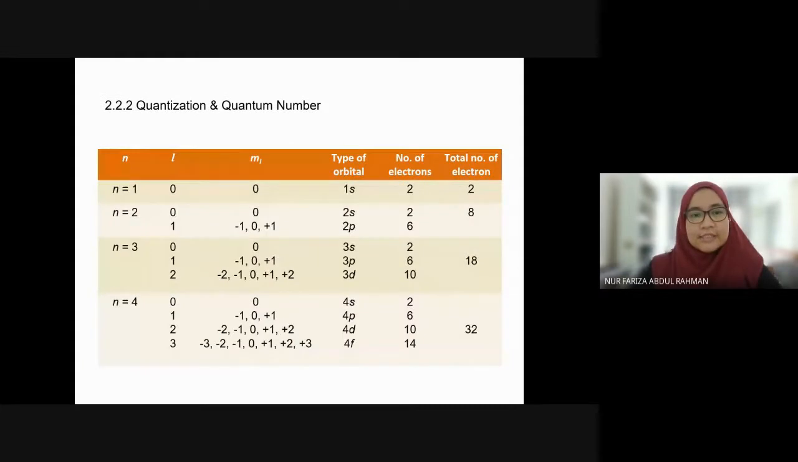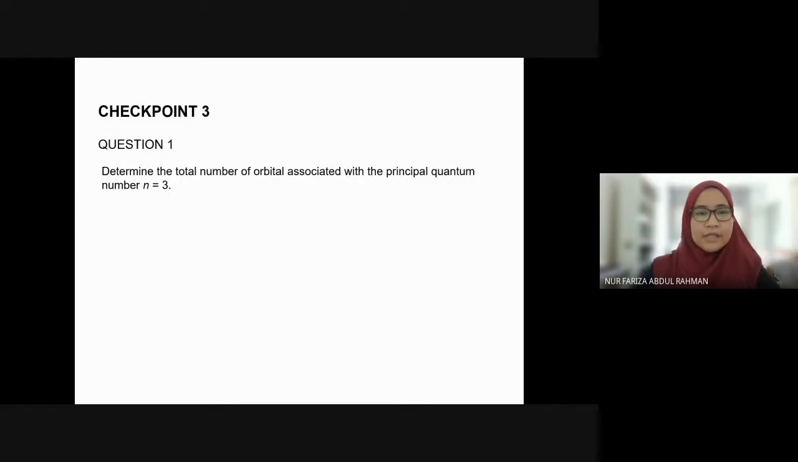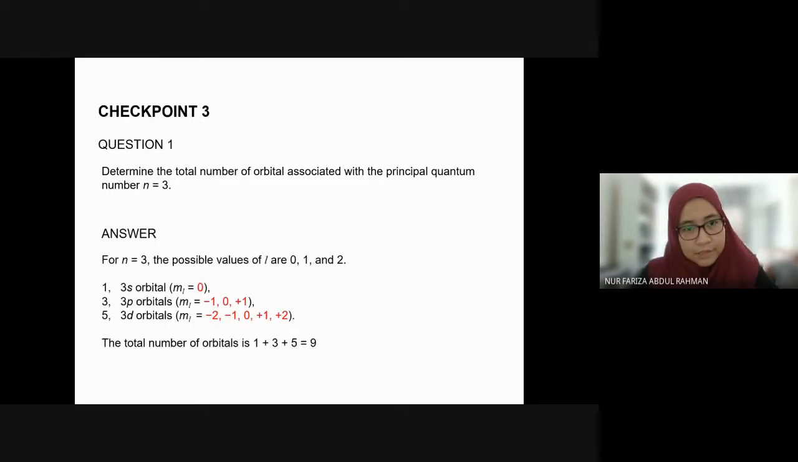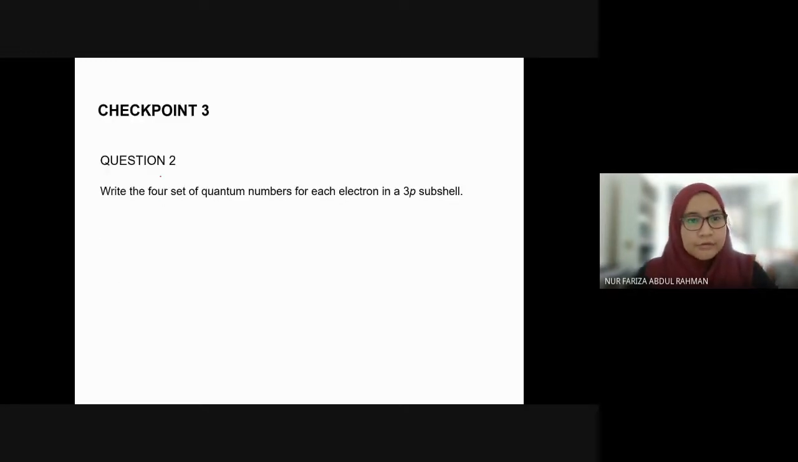So this is like the summary, and we discussed this yesterday. We also discussed this checkpoint, the total number of orbitals associated with the principal quantum number, and the number of electrons that can occupy the principal quantum number n equal to 3. So this one has been discussed yesterday. Question 2: write the 4 set of quantum numbers for each electron in a 3p subshell.